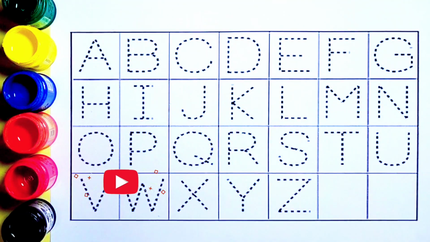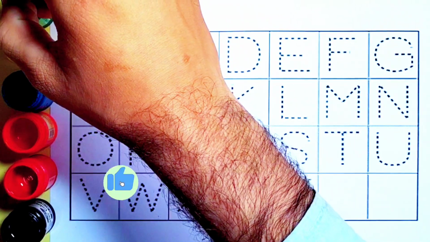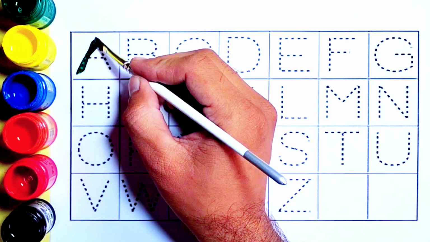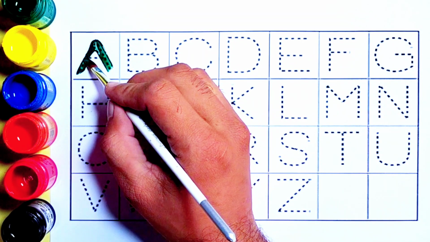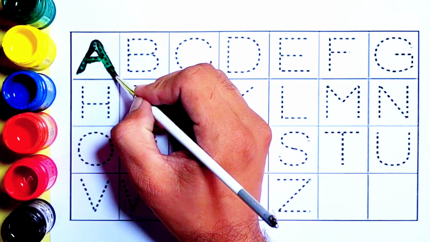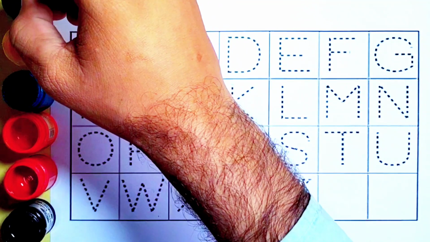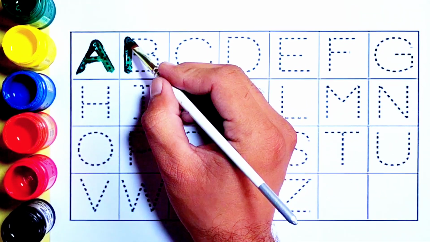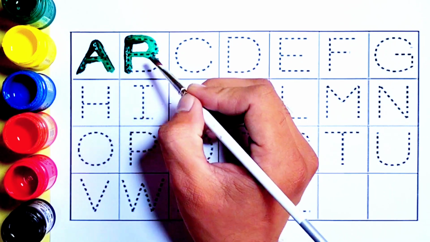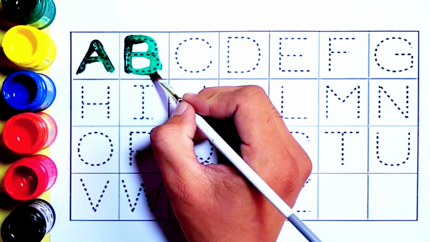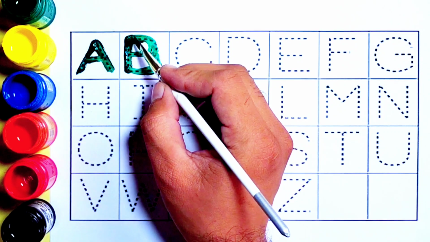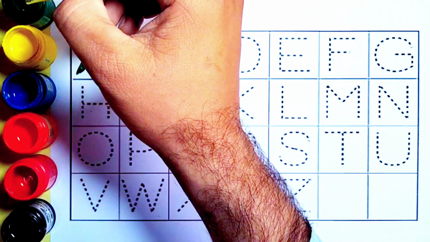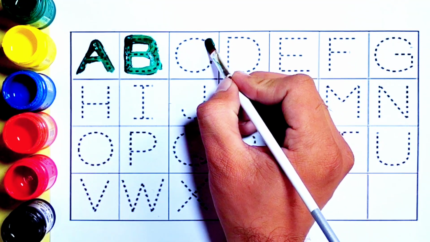Let's start. Dark green color. A for apple, B for ball, C for cat.